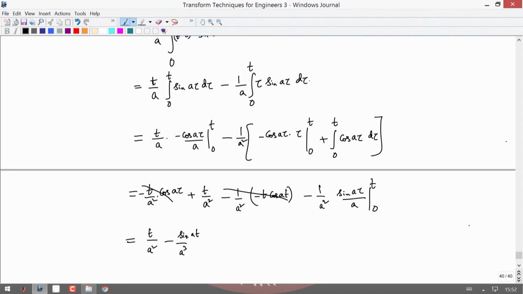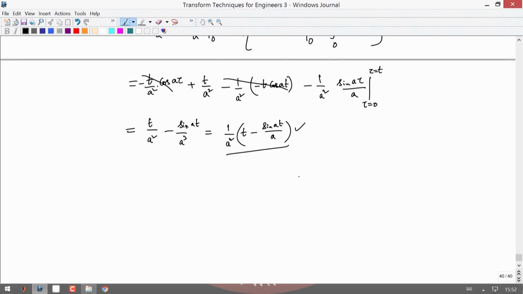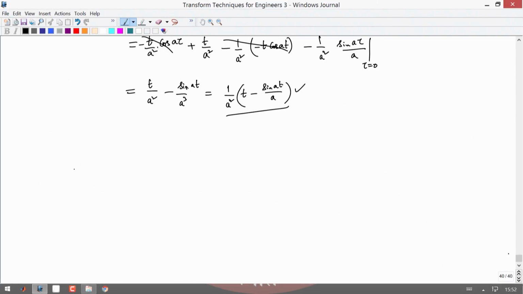minus when you put tau equal to 0, that is 0. This is tau equal to 0 to tau equal to t. These are the limits. If you do put, this is what it is. So, you have a square comes out, 1 by a square, t minus sin a t by a. So, this is what is your inversion function. Okay. Like this you can go on doing it.